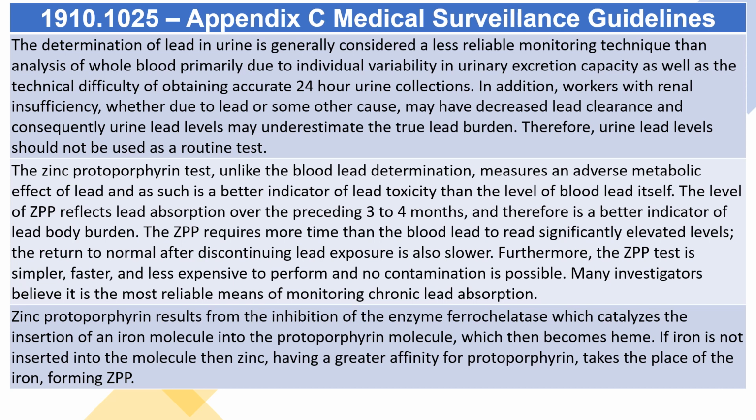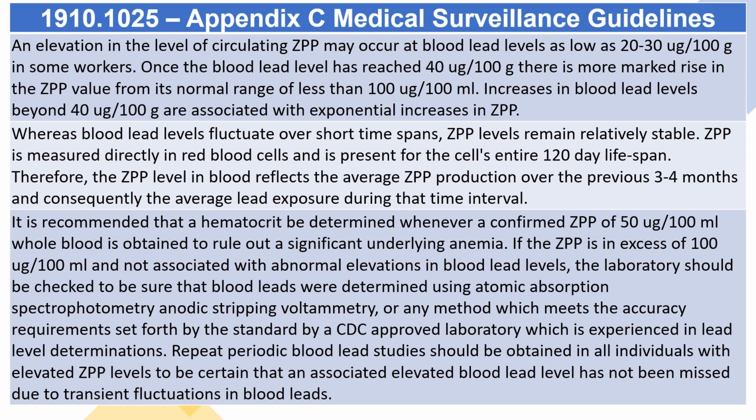Zinc protoporphyrin results from the inhibition of the enzyme ferrochelatase, which catalyzes the insertion of an iron molecule into the protoporphyrin molecule, which then becomes heme. If iron is not inserted into the molecule, then zinc, having a greater affinity for protoporphyrin, takes the place of the iron, forming ZPP. An elevation in the level of circulating ZPP may occur at blood lead levels as low as 20 to 30 µg/100 g in some workers.